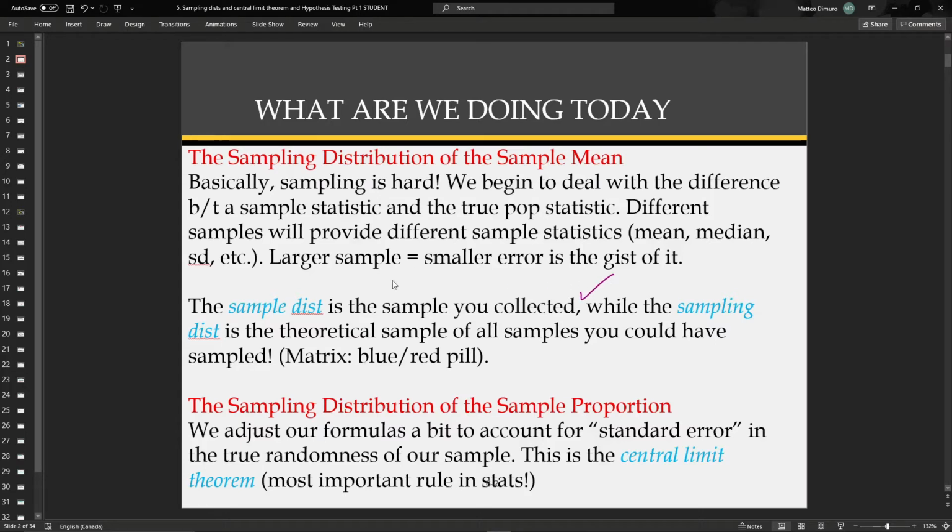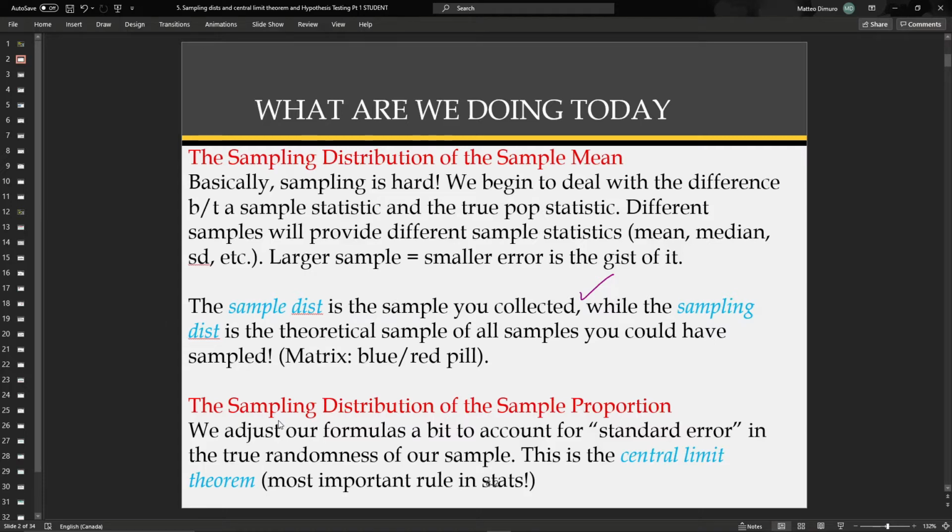So the sample distribution is the sample that you've collected, while the sampling distribution is the theoretical sample of all samples you could have sampled. So think of this as the Matrix blue or red pill. The sample distribution, that's what you get. So you sample your 10 people for height, that's what you got. But the sample of all samples, which is the sampling distribution, that's like the other side. That's like the theoretical sample of everything you could have gotten, or the population.